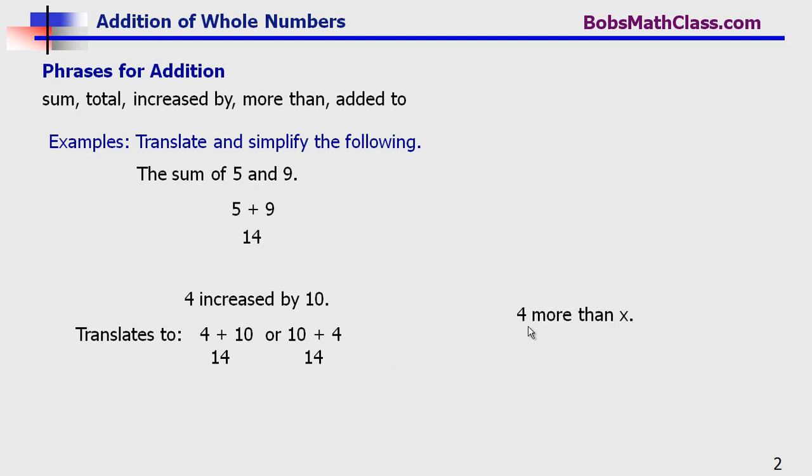Okay. 4 more than x. I kind of threw this one in there just so that you know we're getting ready for algebra. X is some number that we don't know what it is, and that's usually our favorite letter to use. But it could be another letter, Y, or A. More than means addition. So that would translate to X plus 4, or 4 plus X. They both mean the same thing. Typically, we like to put the X first for addition, X plus 4.